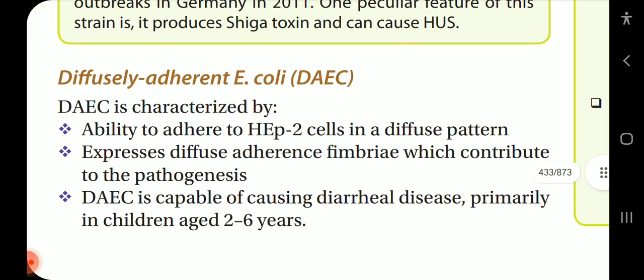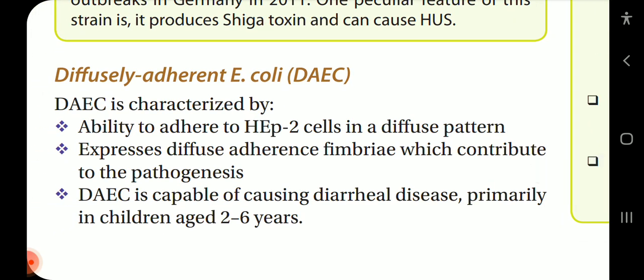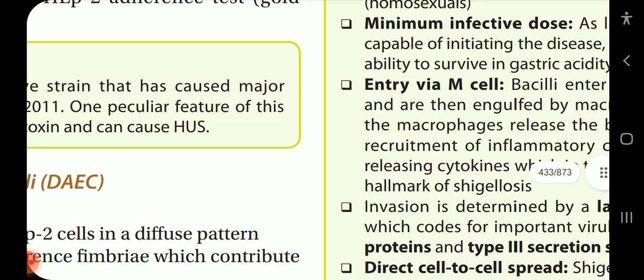Now, the diffusely adherent E. coli, DAEC. DAEC is characterized by the ability to adhere to HEp-2 cells in a diffuse pattern, and expresses diffuse adherence fimbriae, which contribute to pathogenesis. DAEC is capable of causing diarrheal disease primarily in children aged 2 to 6 years.